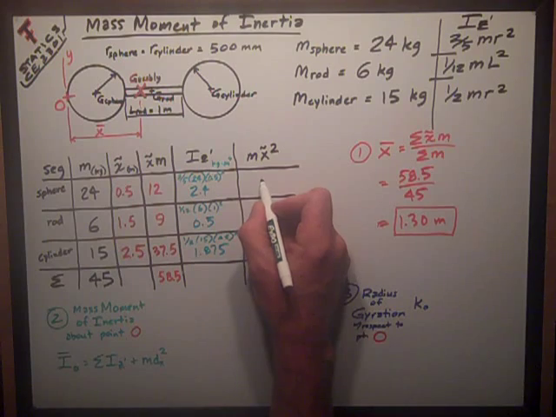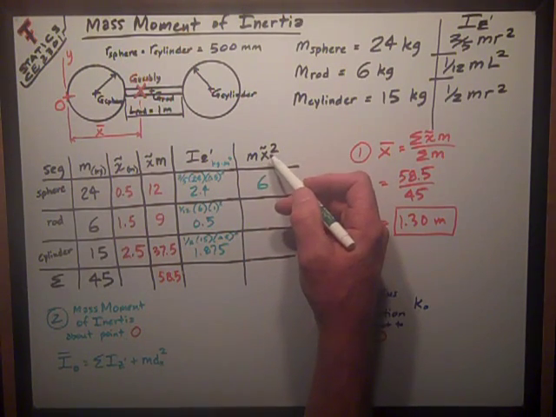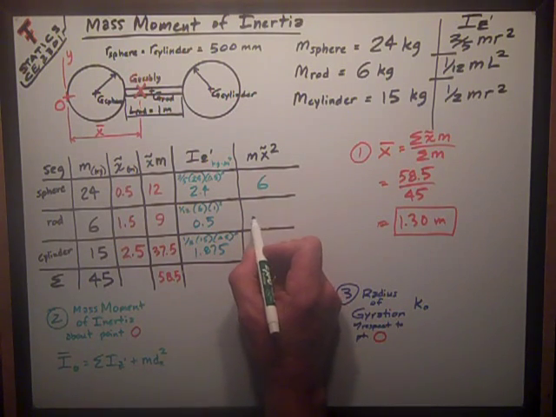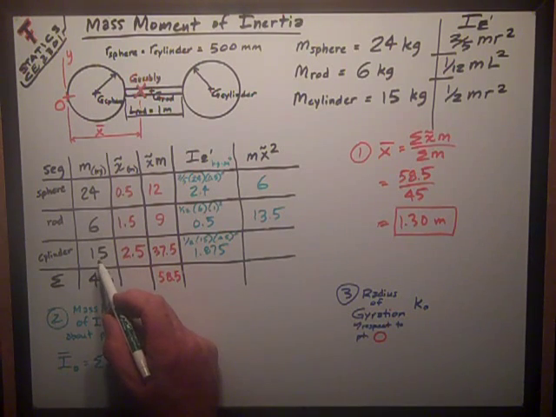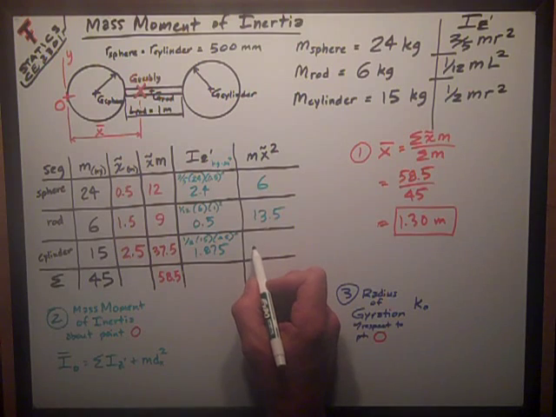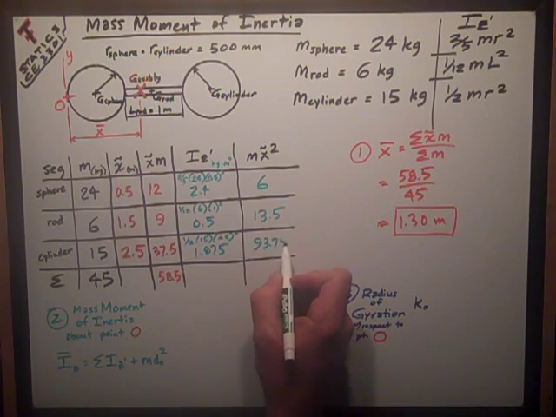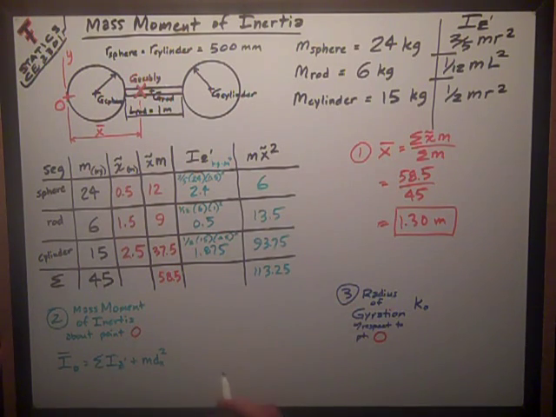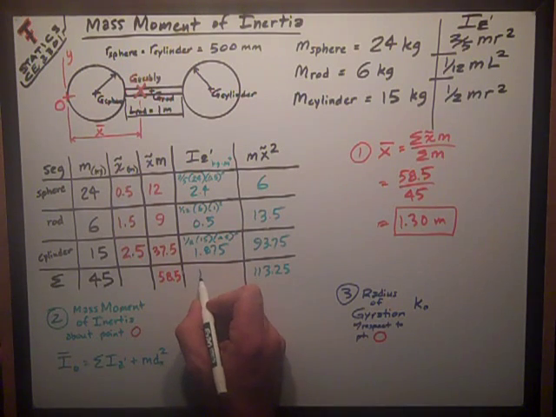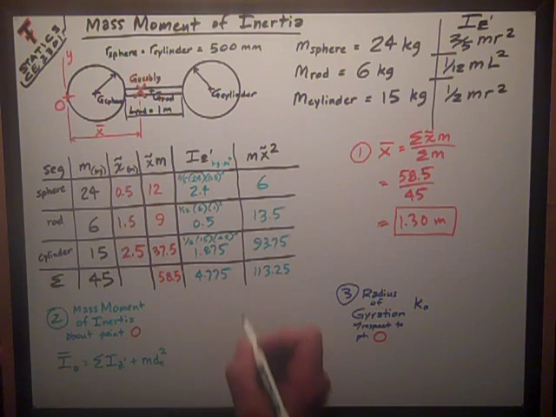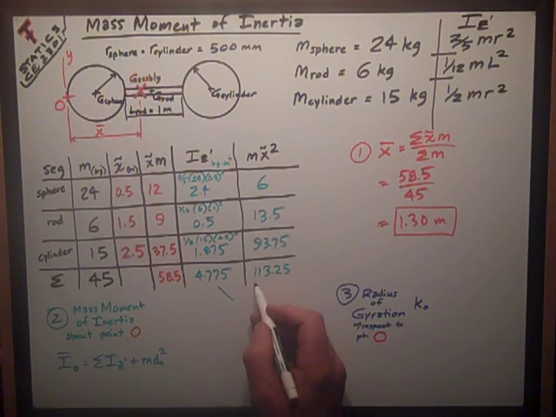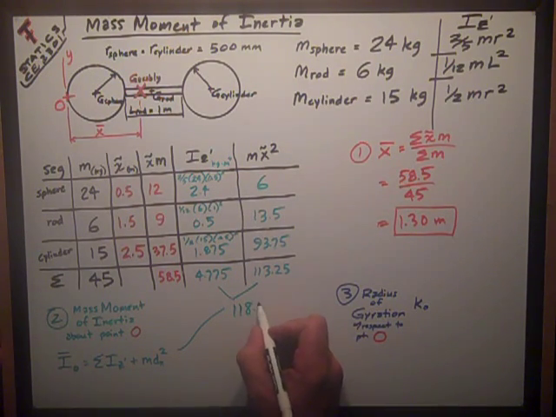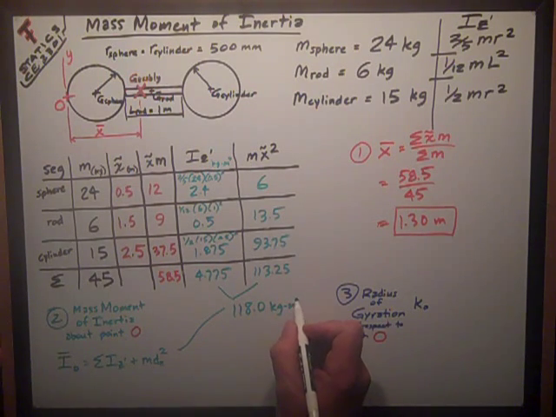So I just do the math. 24 times 0.5 squared is 6. Same units, mass times distance squared, mass times meters squared. 6 times 1.5 squared is 13.5. 15 kilograms times 2.5 squared is a big number compared to everything else, 93.75. Add all those up, I get 113.25. And I need to add all these up, and that's 4.775. And my answer here is the sum of those two numbers, and so that equals 118.0 kilogram meters squared.